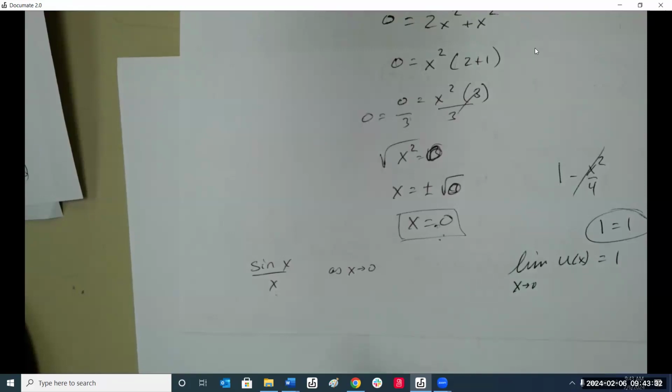So this is where we use the squeeze theorem. Also, in a little bit, we're going to define another method called L'Hopital's rule. Whenever we have 0 over 0, we can use derivatives, find the derivative of top and bottom, and that'll give us a solution. But that'll be for next time. Okay, that's it for today.